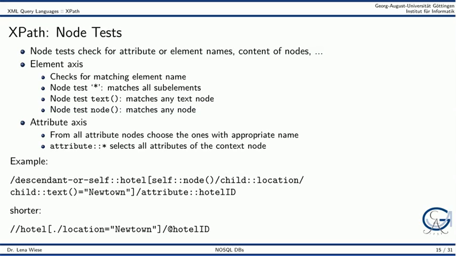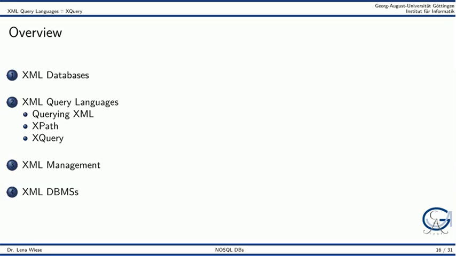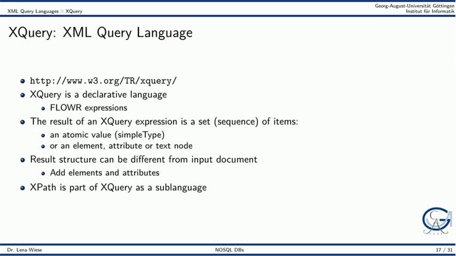If we have found such a hotel, we read out the hotel ID attribute of the hotel element. To make XPath better readable, usually abbreviated notation is used. Next, we come to some XQuery details. XQuery is a declarative language consisting of FLOWR expressions.